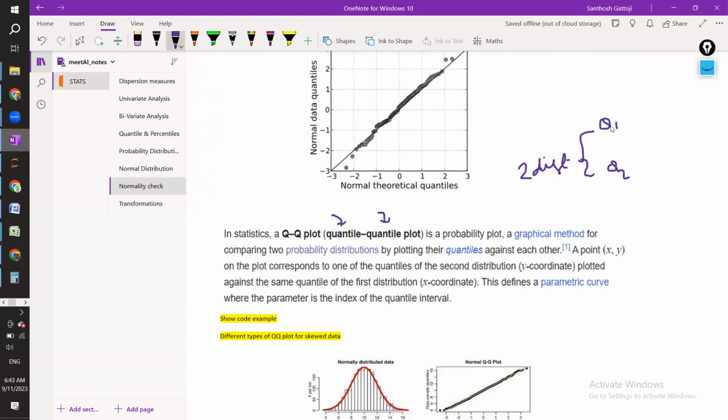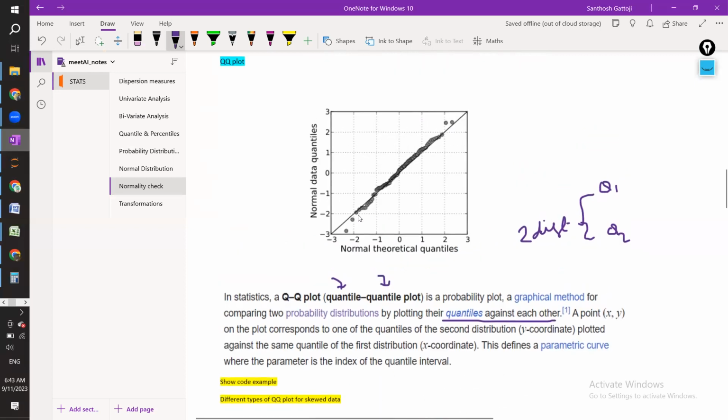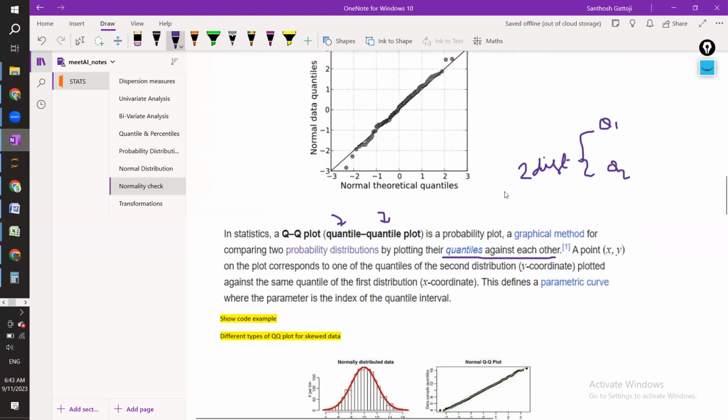Okay, then you need to draw this graph. Again, that means you are plotting the quantiles against each other. All quantiles of this graph, all quantiles of this graph. Based upon these quantiles, if you draw a graph and if at all it is falling on a straight line, fine, then we can make some assumptions. That is the basic idea. Plotting the quantiles against each other is a QQ plot, guys.